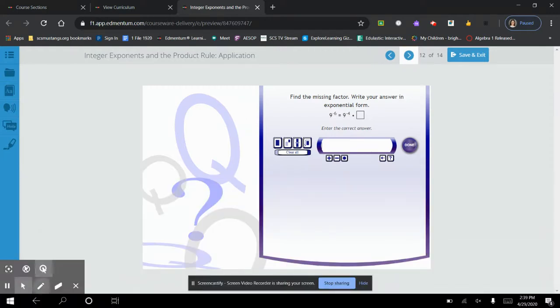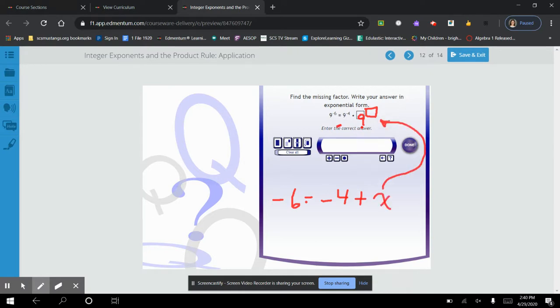Looking at this one, they've got 9 to the negative 6 is equal to 9 to the negative 4th times, we know it's going to be 9 because the bases are going to be the same, but we don't know what the exponent's going to be. So I'm just going to rewrite it so I can focus on just my exponent. Negative 6 is equal to negative 4 plus, because remember whenever we multiply those bases, we're going to add those exponents. We don't know, so I'm going to put in an x. So I'm going to add the 4 to both sides so I can get the x all by itself. So I've got negative 2 is equal to x.